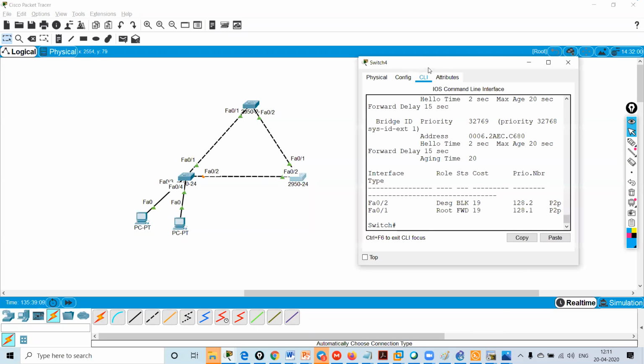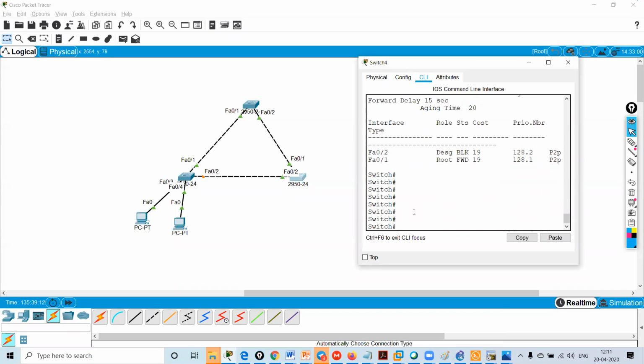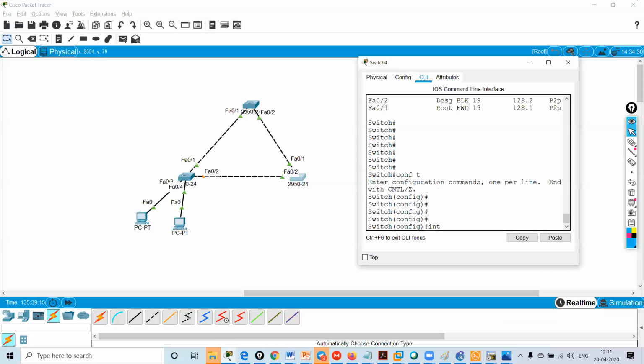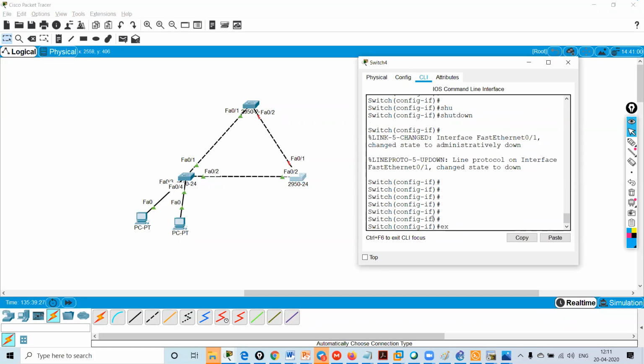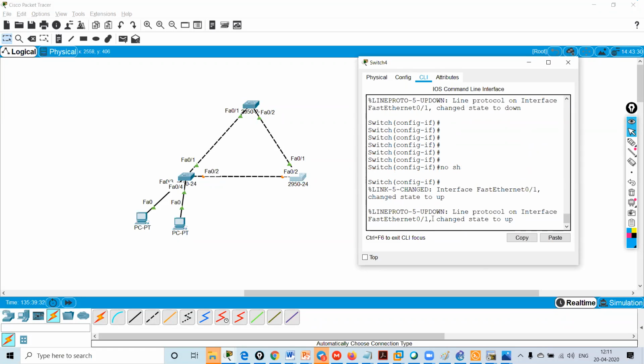Now I will go on this switch and see backbone fast also. Config terminal, interface FastEthernet 0/1, shut. See, it came up within a second. Got it? Understood? So this is the inbuilt feature that is there in RSTP. You don't have to make any optimization in RSTP.